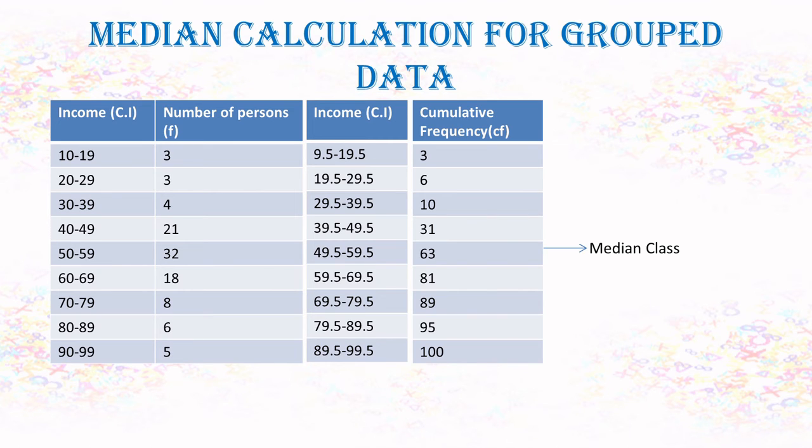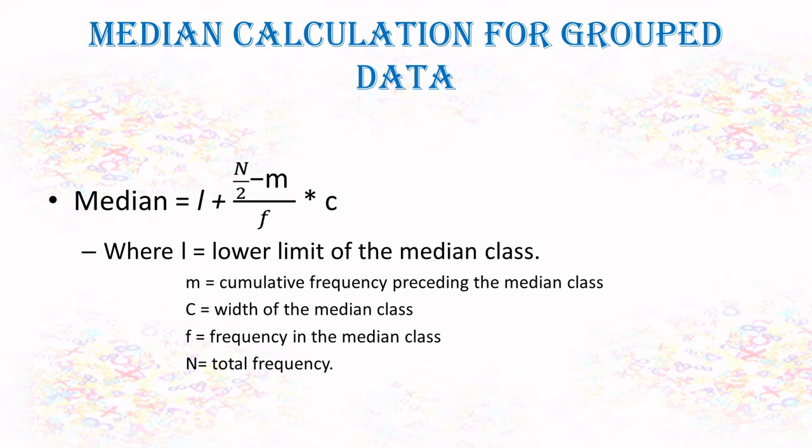The formula looks something like this: median equals L plus (n by 2 minus m) divided by f, into c. The value of L is nothing but the lower limit of the median class that we found. N is the total number of observations. M is the cumulative frequency of the preceding class, which is the class preceding the median class. F is the frequency of the median class, and C is the class interval, meaning we just have to subtract the lower limit from the upper limit, and that would give the class interval.